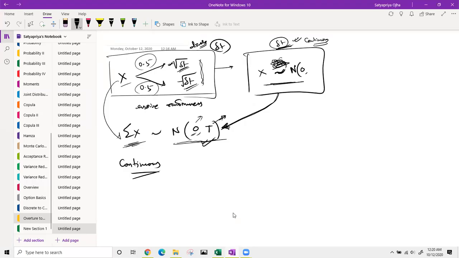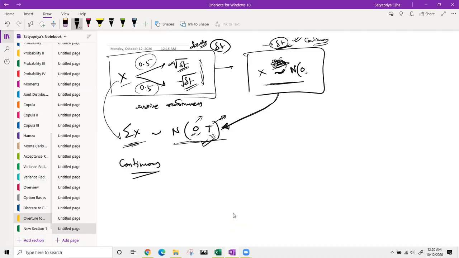Variance should not be 1. Again, you are committing the same mistake. If you take variance 1, then over infinitely many steps, you'll have infinite variance. Our variance is limited to t. We are talking about a small time interval delta t. Over time, variances will get added.